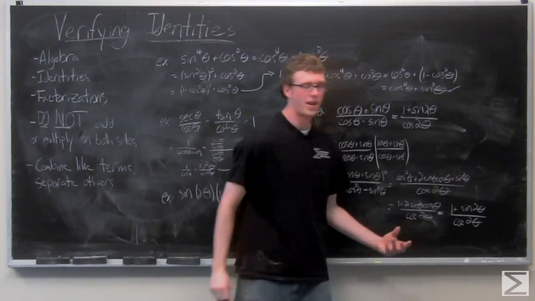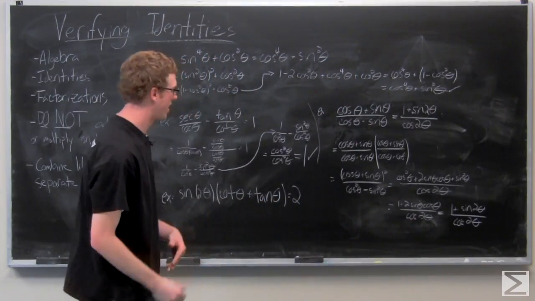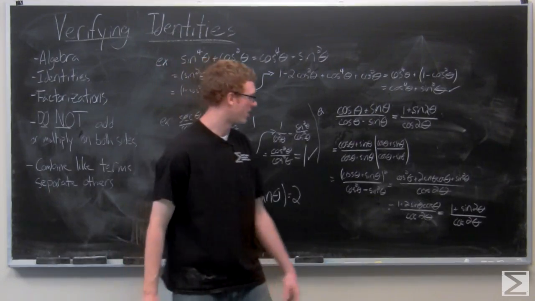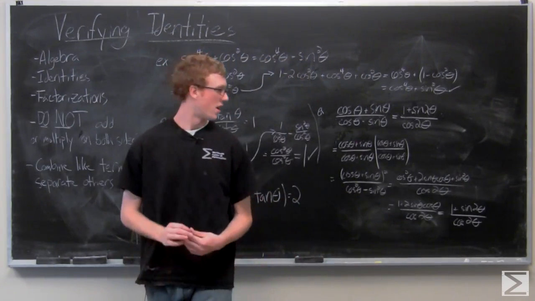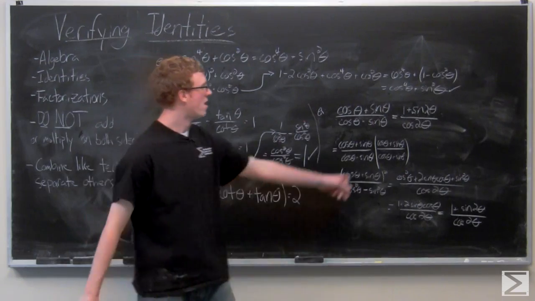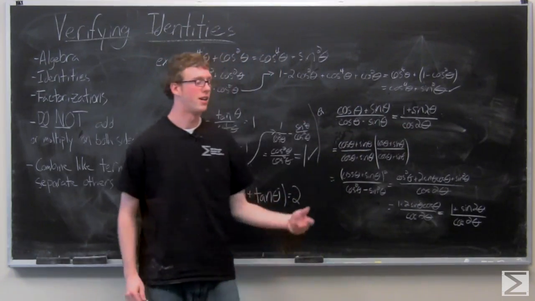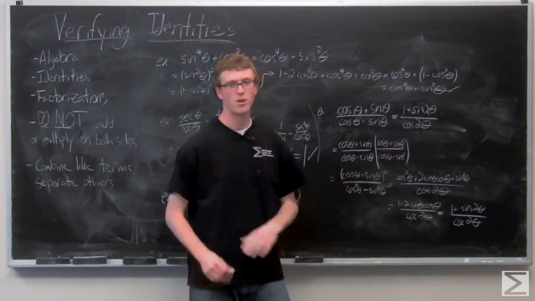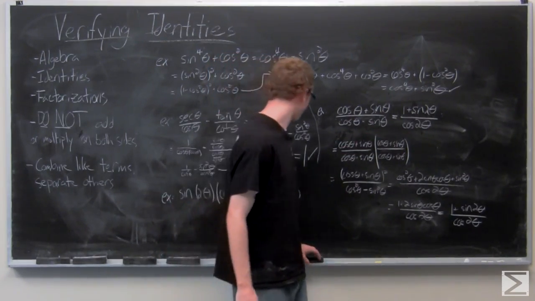So I thought I was going to have to manipulate both sides of the equation in this case, but by noticing that cosine squared of theta minus sine squared theta equals cosine of 2 theta, I actually didn't have to elaborate on this side, and we verified that this equals this without manipulating the right side at all.